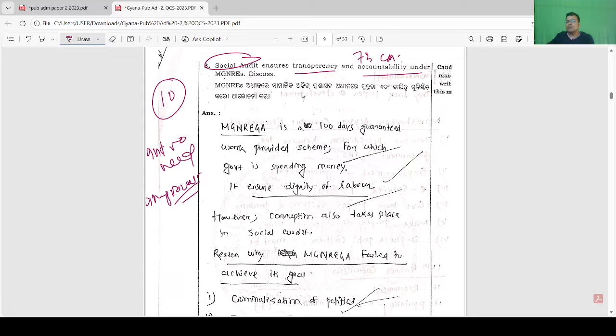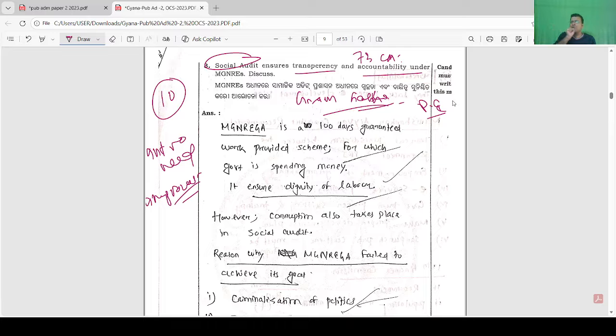In the 73rd CA, constitution of Gram Sabha and Gram Sabha's role in policy formulation, implementation and evaluation. And when Gram Sabha plays a role in policy evaluation, we call it social audit. So that's the way you should start. That's why he got less marks, 10 marks here.